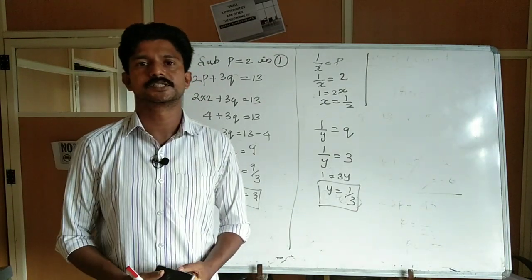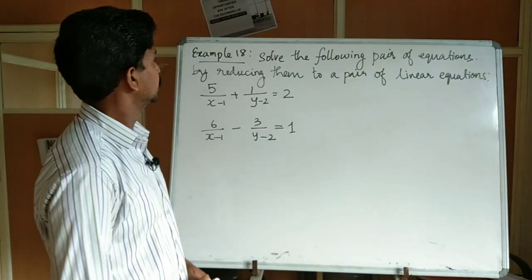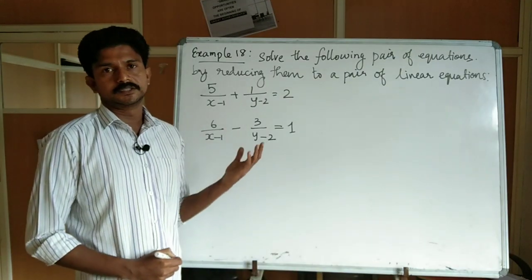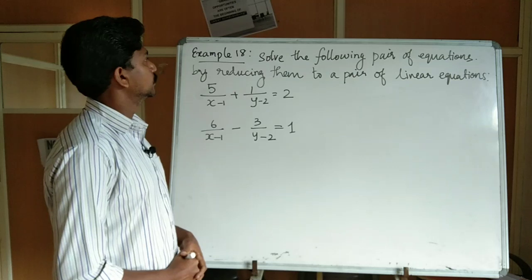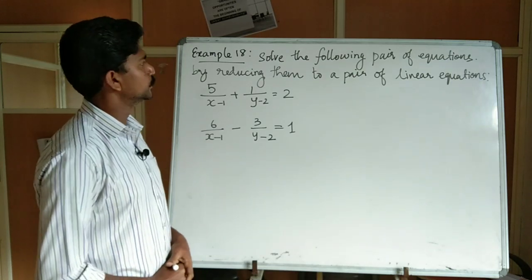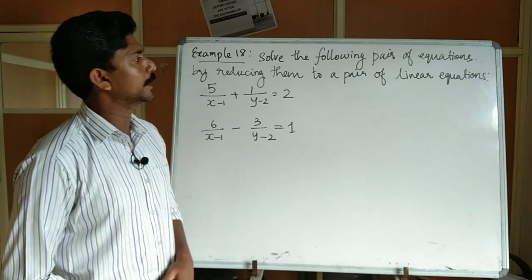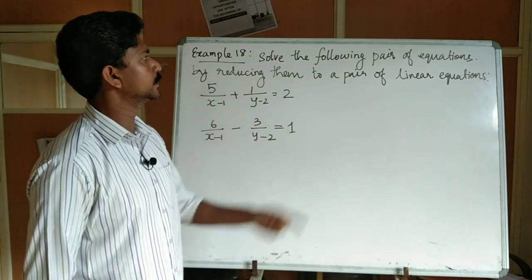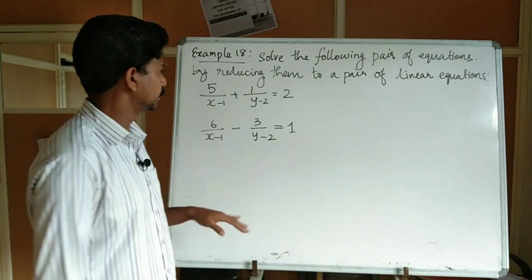Let us see one more question in this pattern. So we are looking at the next question. Solve the following pair of linear equations, reduce them to a pair of linear equations. We have to reduce them to a pair of linear equations and solve it.